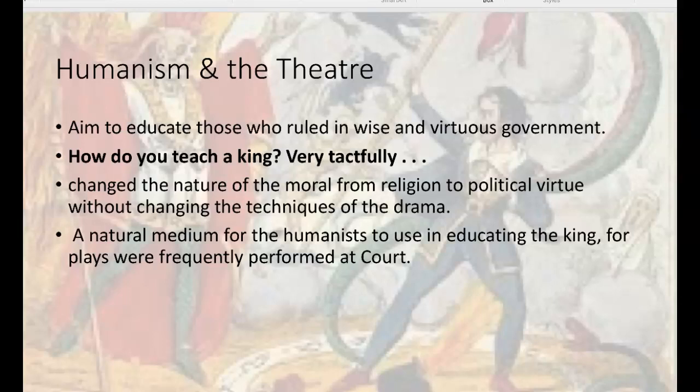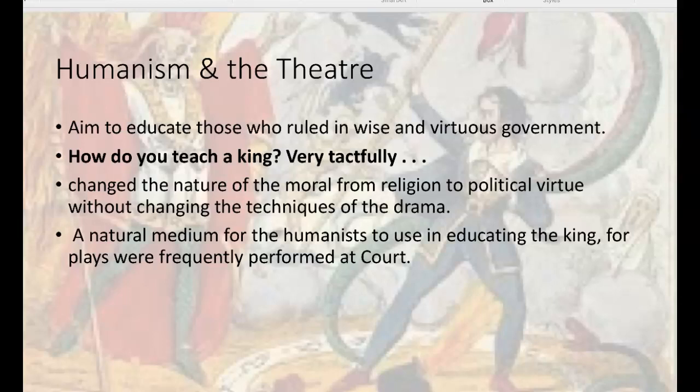Theater is not necessarily something that's new to the Renaissance, because in the medieval period we had what we called morality plays, and it was a way of teaching religion and moral views to people who couldn't read. But in the Renaissance, it changes the moral or religious nature of plays to a more political virtue, instead of changing the techniques of drama.